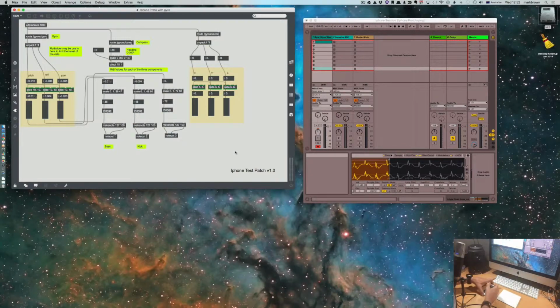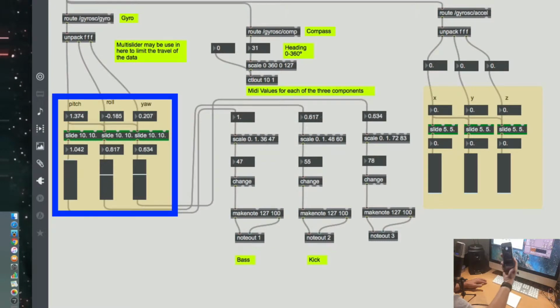So what I have here is an iPhone, a standard iPhone 6, and as you can see on the screen there in the Max patch, as soon as I start to move the phone around, some of the data that's coming from the phone, the movement sensing data, is being translated and sent via a Wi-Fi network to this computer.